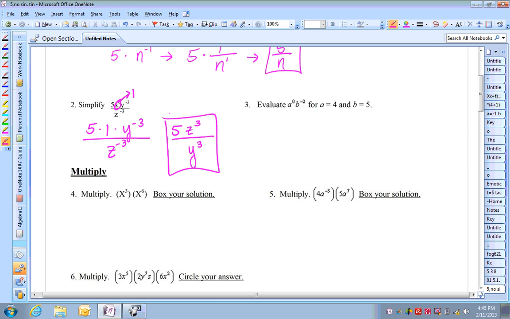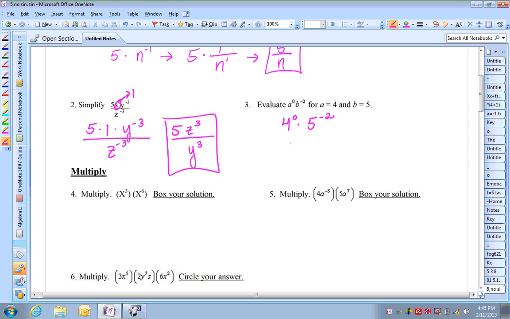Number 3, they're asking us to evaluate a raised to the 0 power times b to the negative 2 for a equals 4 and b equals 5. So we're going to plug in 4 wherever we see a and 5 wherever we see b. So it's going to be 4 raised to the 0 times 5 raised to the negative 2.